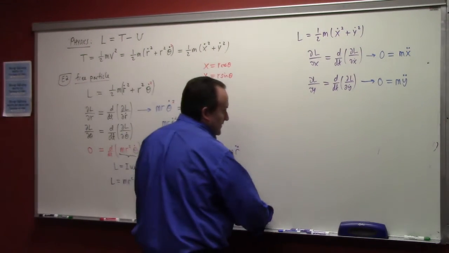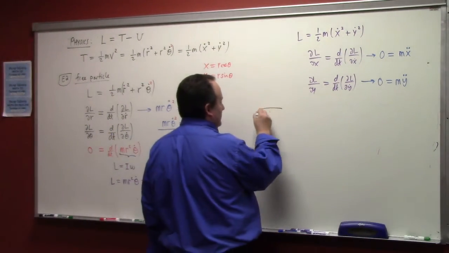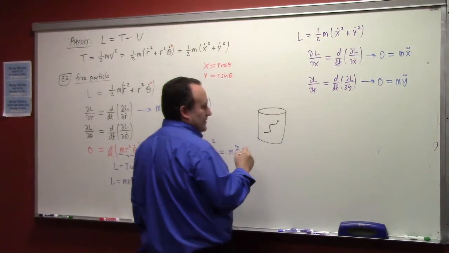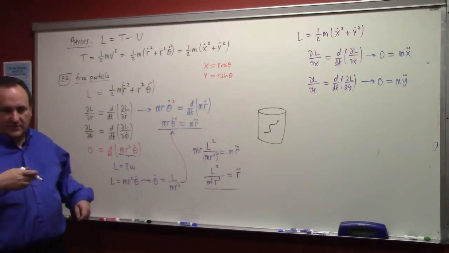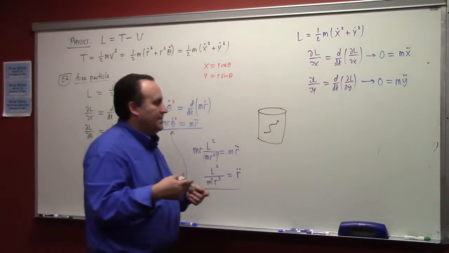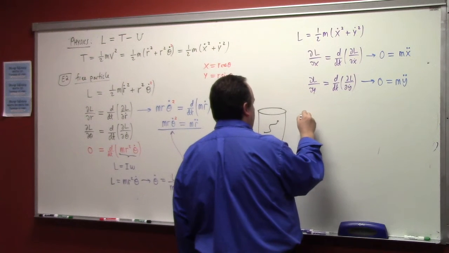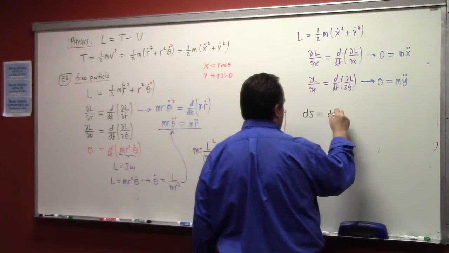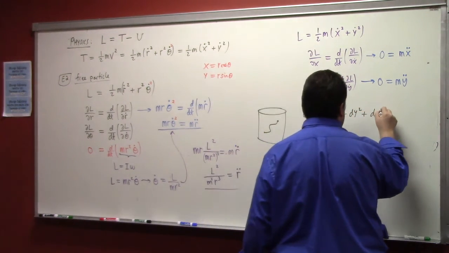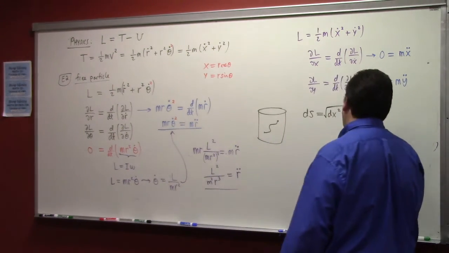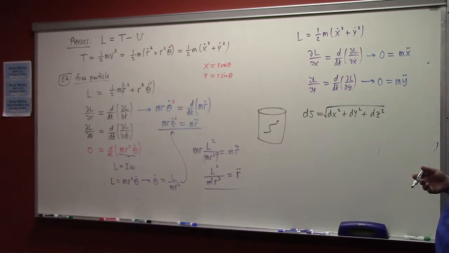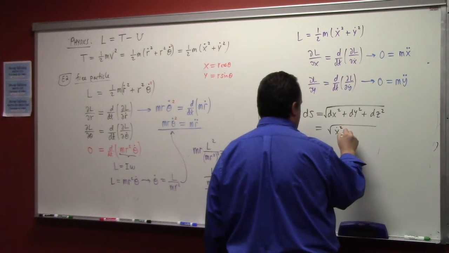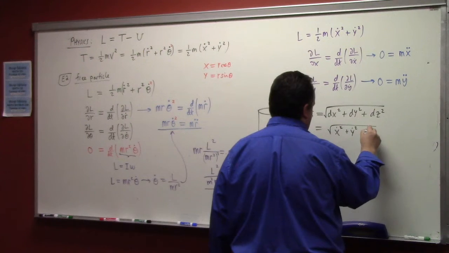Here's a nice one. Suppose you want to find the geodesic on a cylinder, right? So you want to find the path that goes from here to here, the length minimizing path. On a cylinder, the arc length we can always write as the square root of dx squared plus dy squared plus dz squared. But if we want to think about this parametrically, which we really do, that's really the integral of the square root of x dot squared plus y dot squared plus z dot squared dt, right?